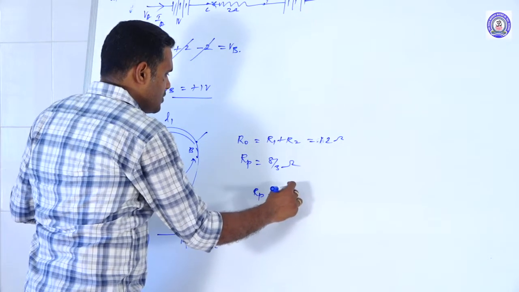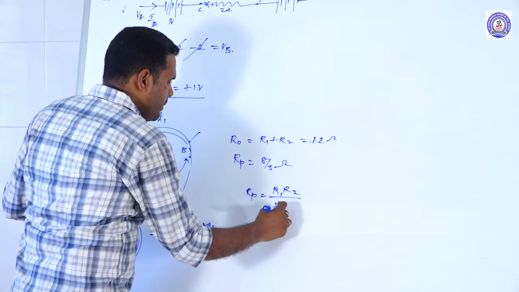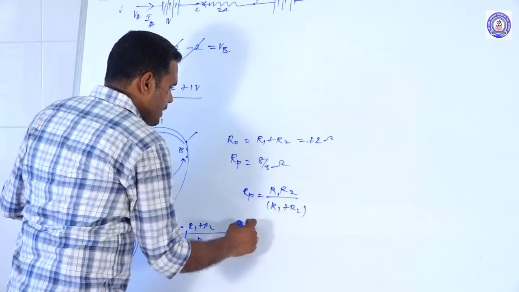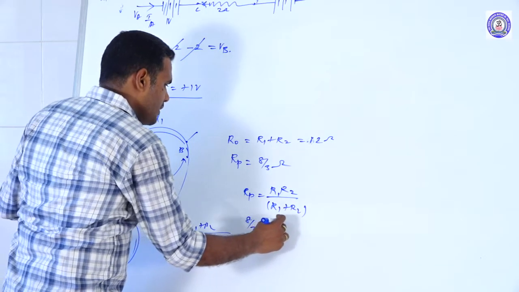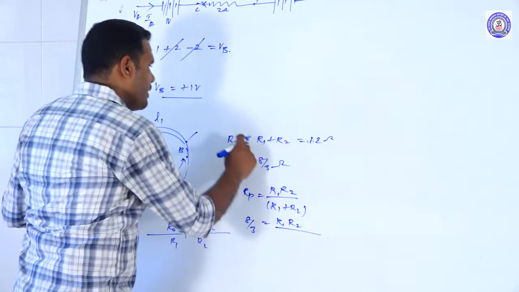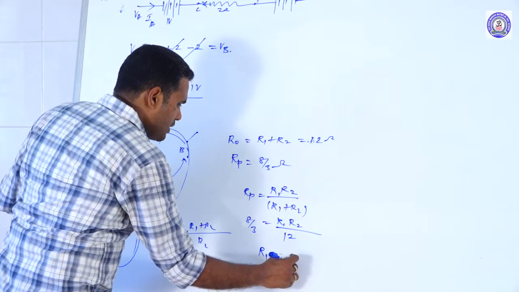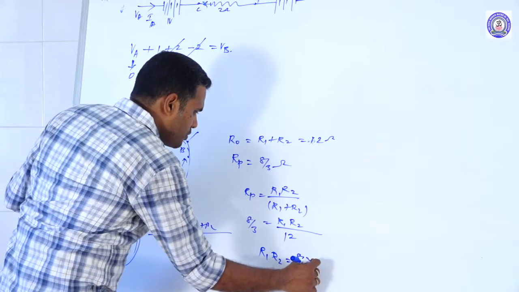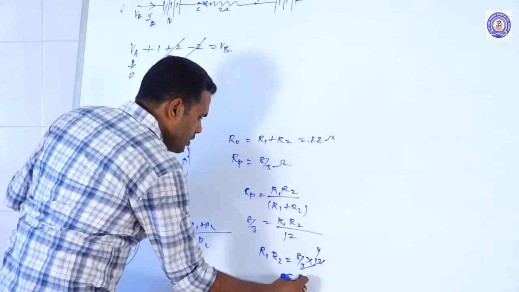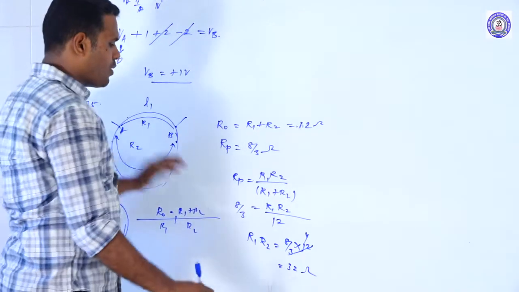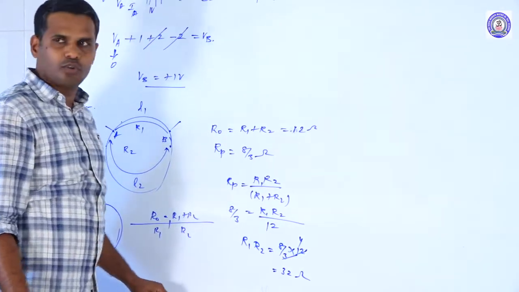Rp equals, as you know, R1 R2 divided by R1 plus R2. Rp is 8 by 3, and R1 plus R2 is given 12 ohm. So from this we can calculate R1 R2, which is 8 by 3 into 12, which is 32 ohm. So the product of R1 and R2 is 32 ohm.